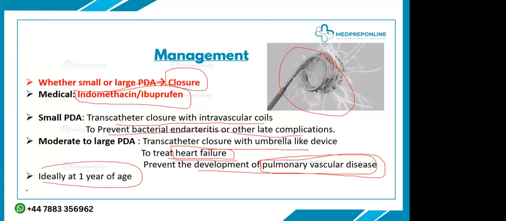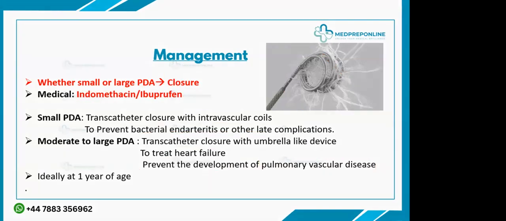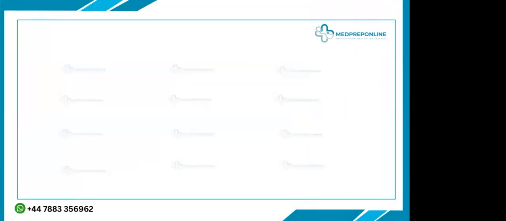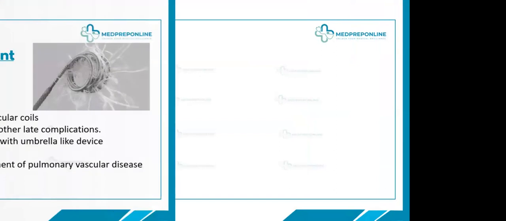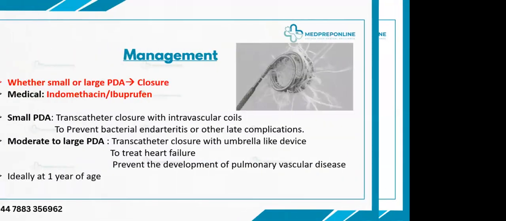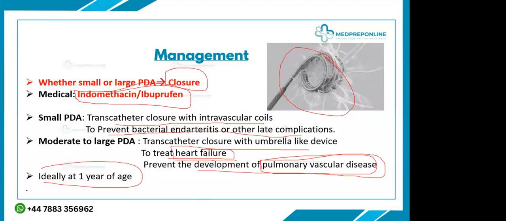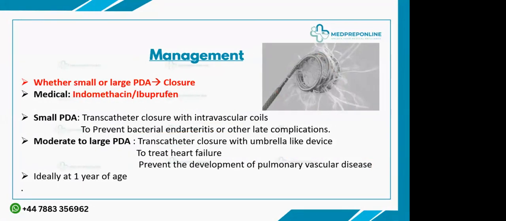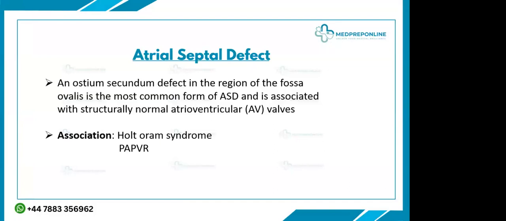And that's it about it. And ultimately, if it does not respond to the ibuprofen or indomethacin, then we go for surgical closure, and that is the transcatheter closure, the intravascular coils and the umbrella-like devices. And we have to treat the heart failure along with it if a defect is lodged.